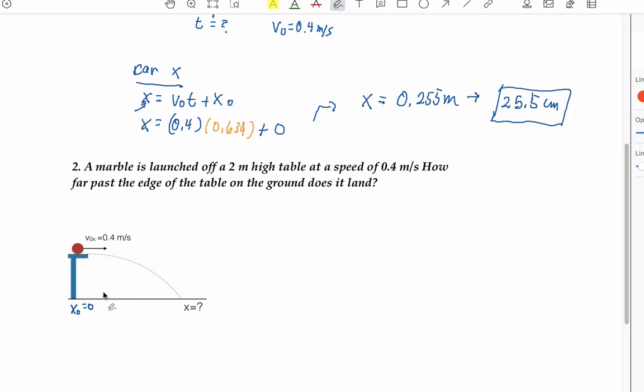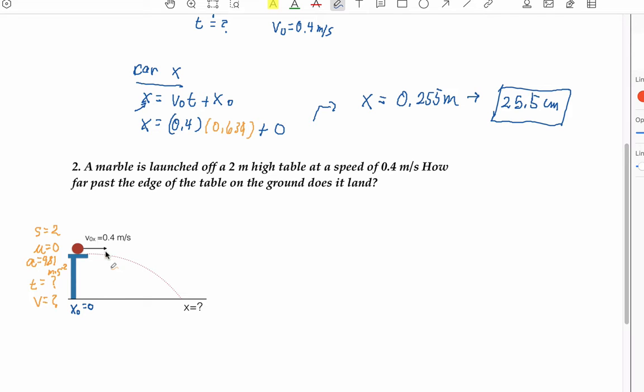And I've labeled this v naught x as 0.4. I want to be clear though, in the vertical direction, u equals 0, v is unknown, a is 9.81 meters per second squared, and t is unknown. And let's just be clear that s, the displacement, vertically speaking, is 2. So this marble is doing two things at once.